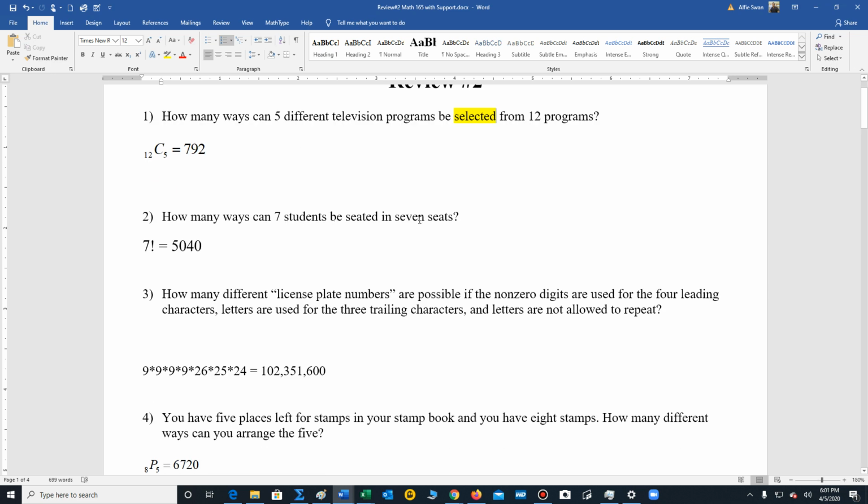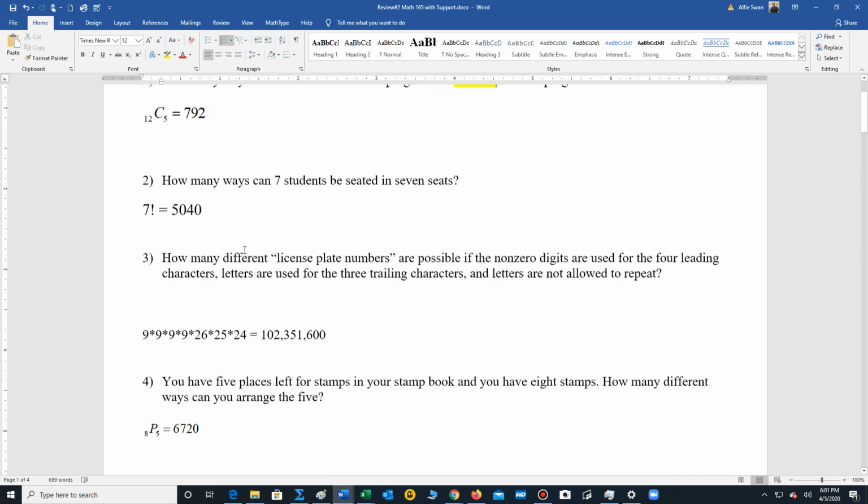How many ways can 7 students be seated in 7 seats? Here we're arranging the 7 students into 7 seats. So it's 7 factorial, which is 5,040.